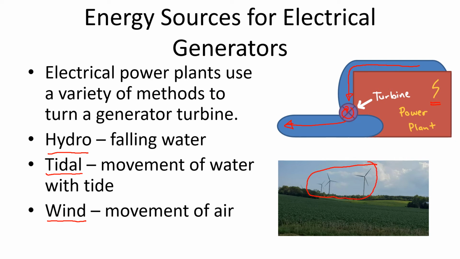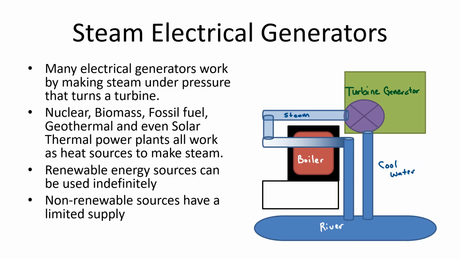And one that we've seen quite a bit in the last 20 years or so is wind turbines. There are places all around Ontario with pretty consistent wind, and you can use the wind to turn the turbine and generate electricity using a generator. The other type of place where you can use generators is where you have a heat source. You can use a heat source to boil water to make steam, and steam under pressure can turn a turbine and generate electricity. Some of these are renewable and some of them aren't.